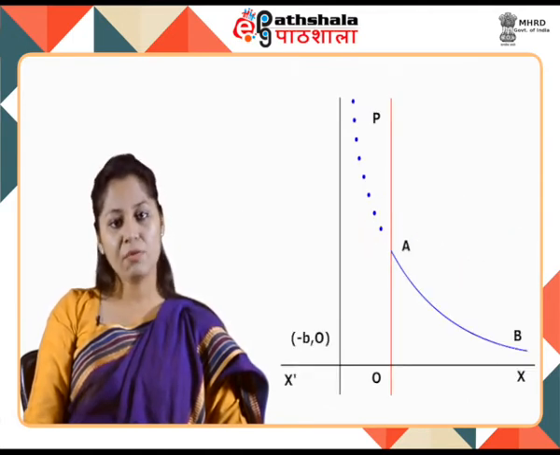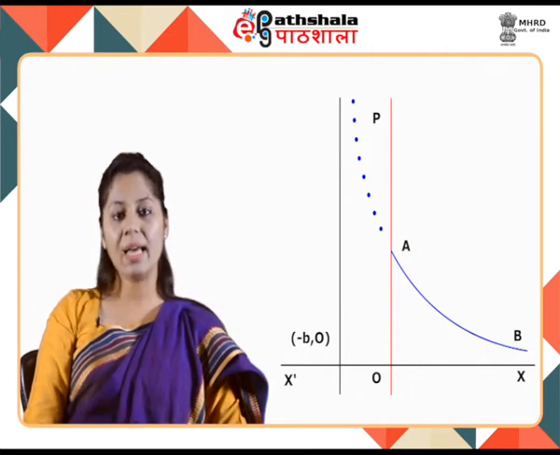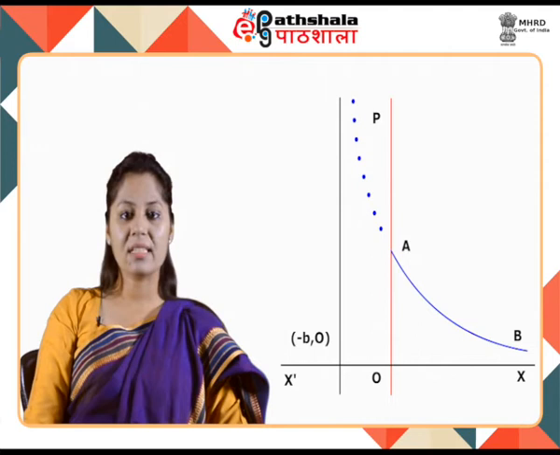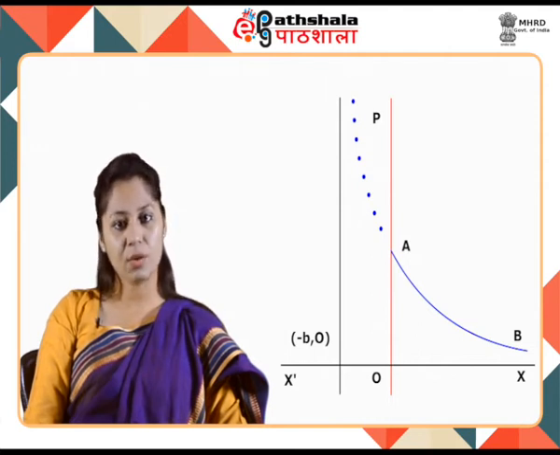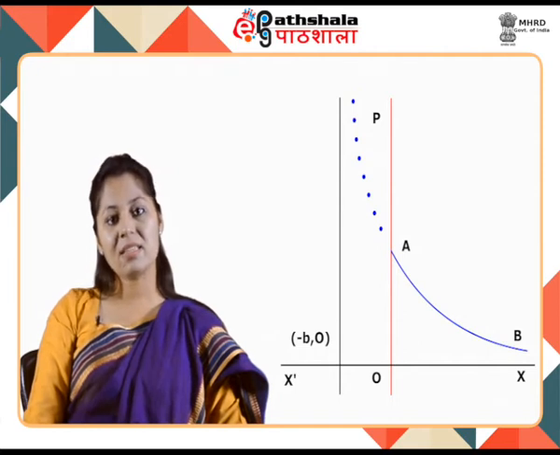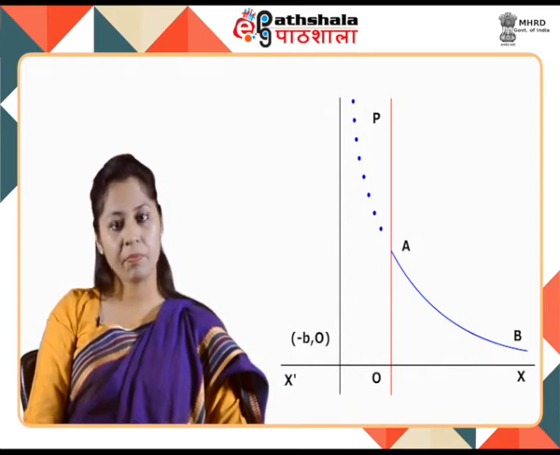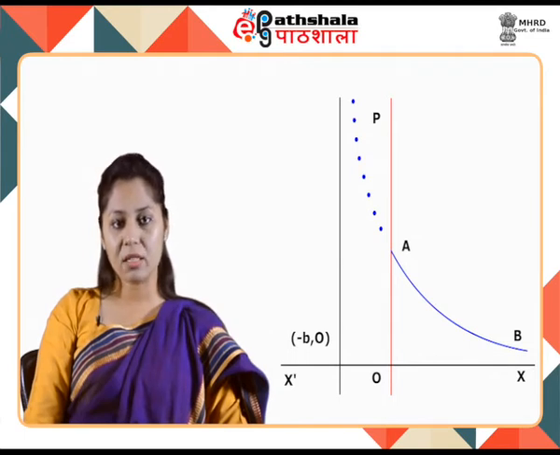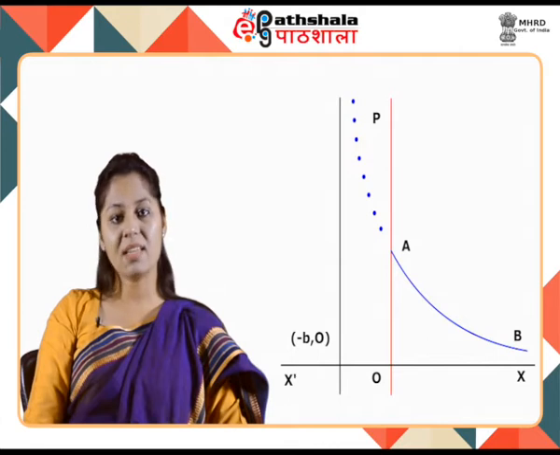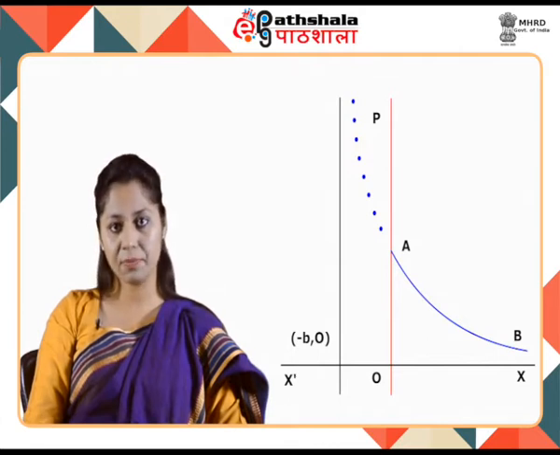To draw the graph of this demand curve, we note that it is a rectangular hyperbola with center at (minus b, 0) and asymptotes parallel to the axes. Since a is greater than 0, the two parts of the curve lie in the first and the third quadrants formed by the asymptotes. The part AB of the curve, where x and p both are positive, is the relevant part of the demand curve.